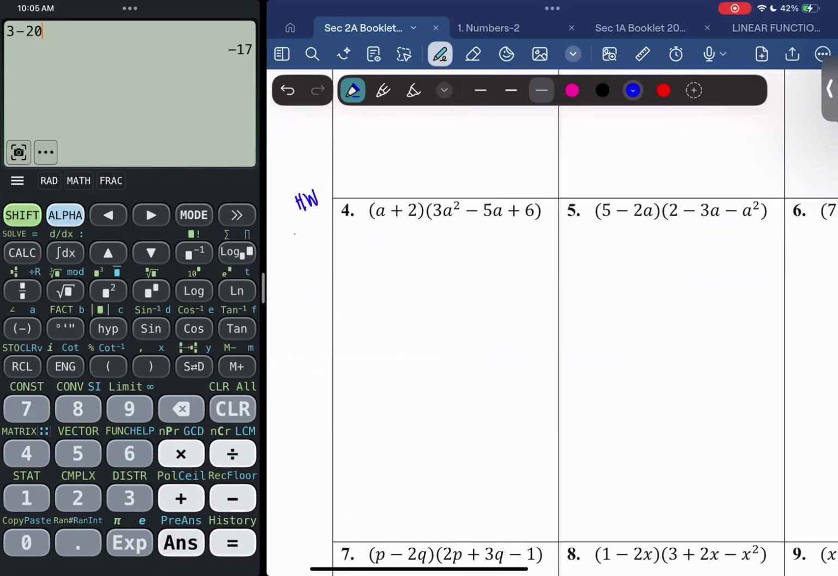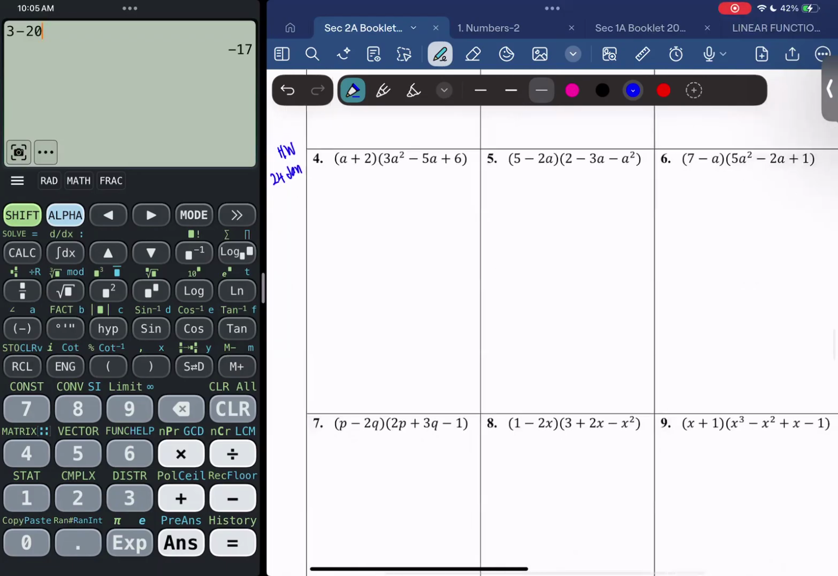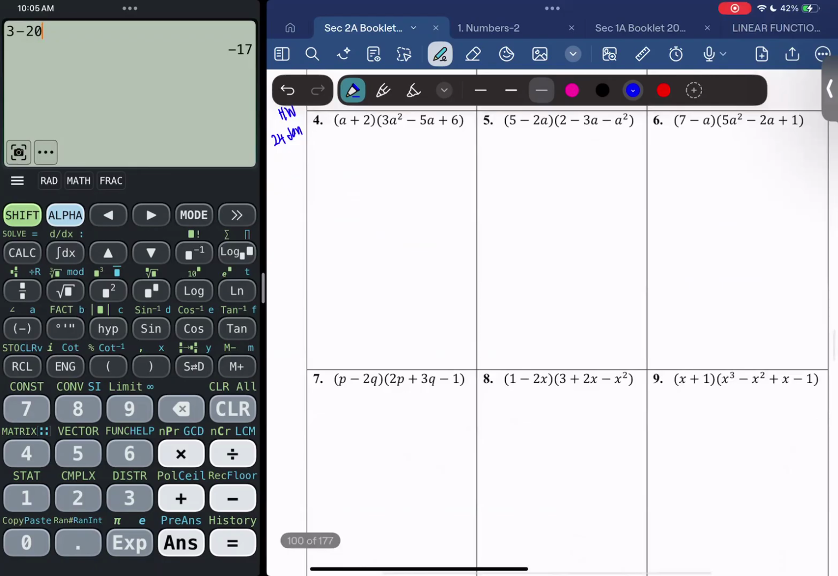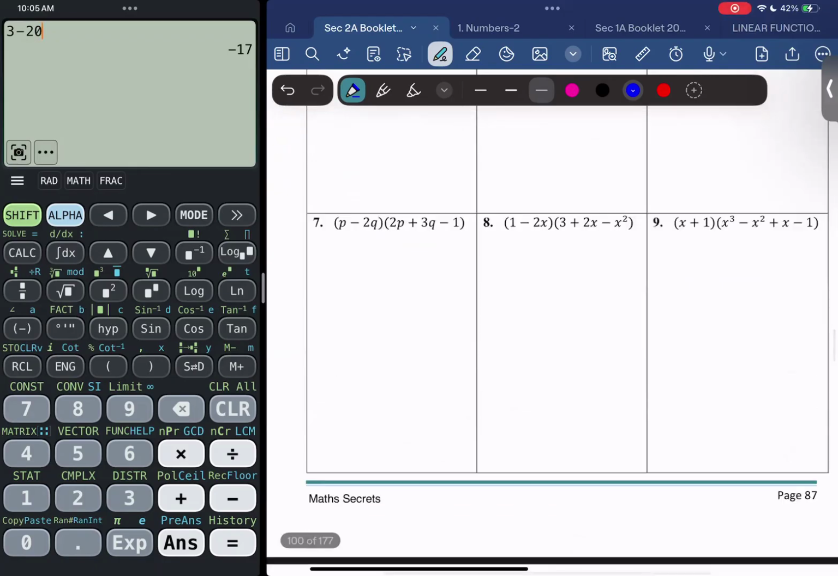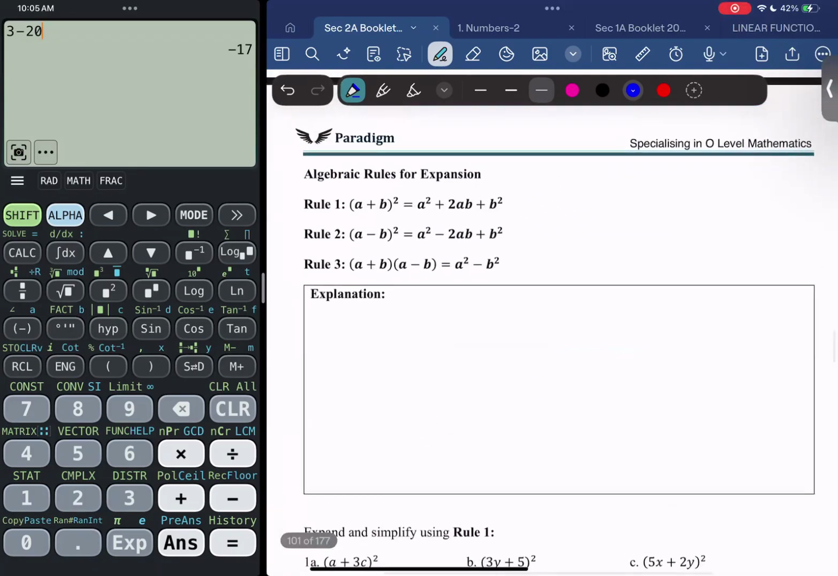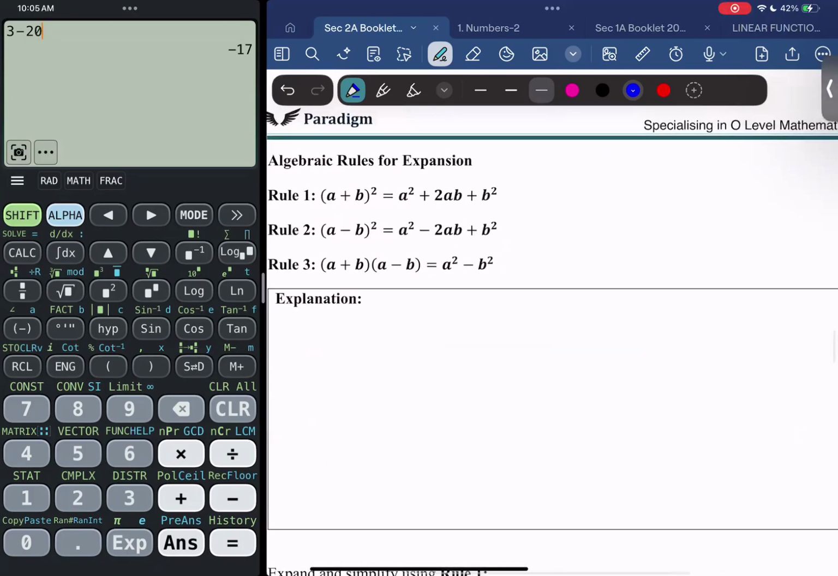Today is the 24th of Jan. Can you all please try as homework, and then after that, take a pic and send me. What I want to move on and focus on is the algebraic expansion rule.